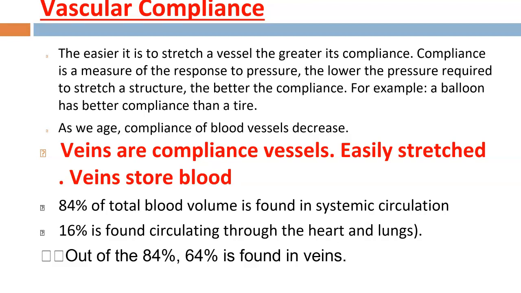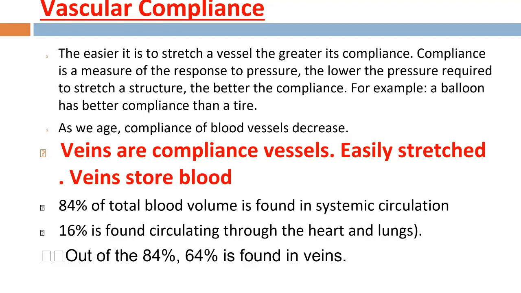Think of a balloon versus a tire. A balloon can expand easily with just a little bit of pressure by just blowing in it. A balloon is very compliant. A tire, on the other hand, is not very compliant. You have to put in a lot of air to be able to expand it. So veins are like balloons.